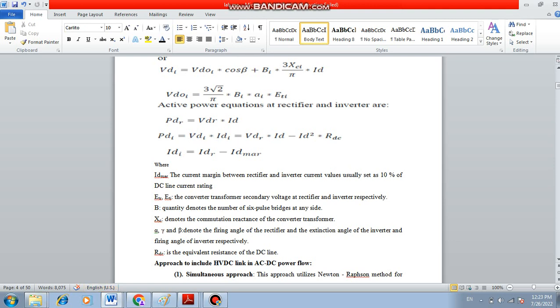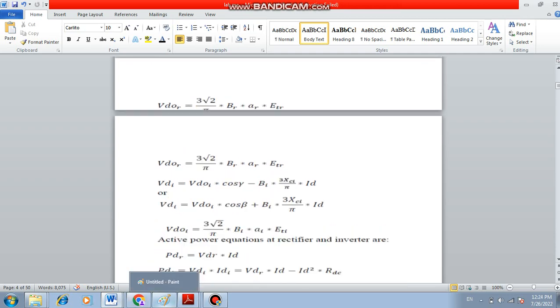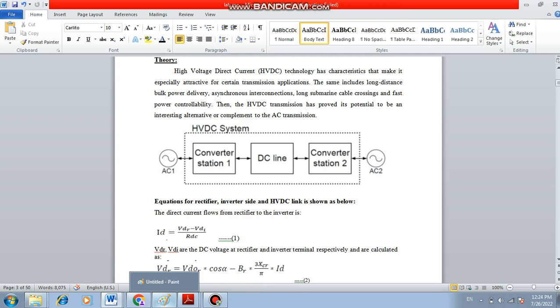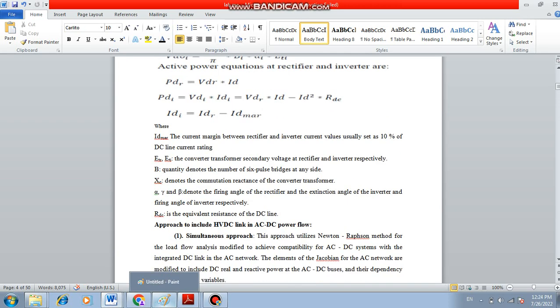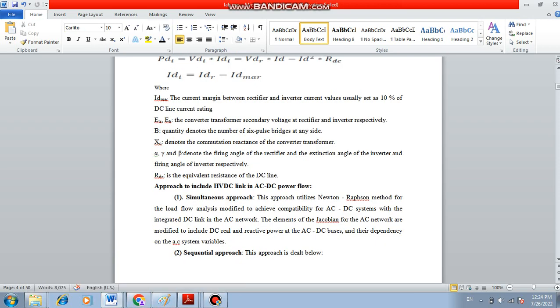XC is the leakage reactance or commutation reactance of the transformer we are using from the AC supply. Alpha is the firing angle of the rectifier, gamma is the extinction angle of the inverter, and beta is the firing angle of the inverter. RDC is the equivalent resistance of the DC line. I have already told you the approaches to include the HVDC link: the simultaneous approach and the sequential approach.